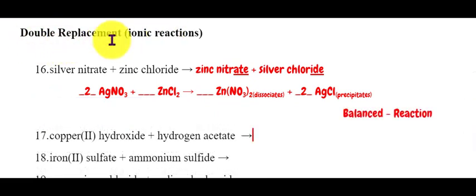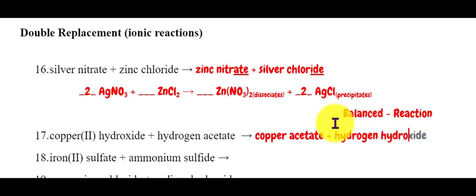Okay, double replacement, we have ionic reactions. We have copper 2 hydroxide and hydrogen acetate. So because they're double replacements, the copper is going to replace the hydrogen and the hydrogen is going to replace the copper. All right, so we get copper acetate and we get hydrogen hydroxide. All right.